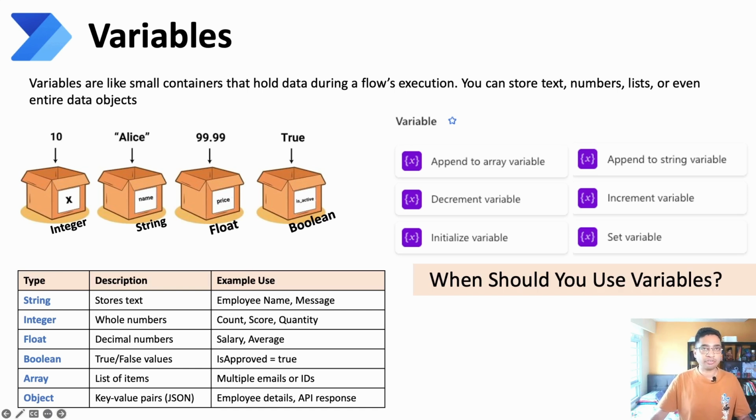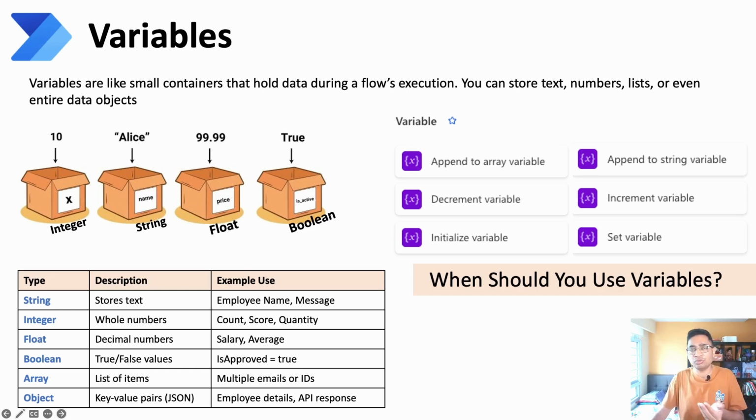Now let us see what the different variable types are. We have string, which stores text, and things like employee name or messages can be stored in them. Integers are whole numbers, and they can store the count of a particular operation, the score, or the quantity of something. Then there are floats, which have decimal points. For any salary calculation or mathematical average operations, you can store those in float. So you need to know what kind of data it will hold, and based on that, choose the data type.